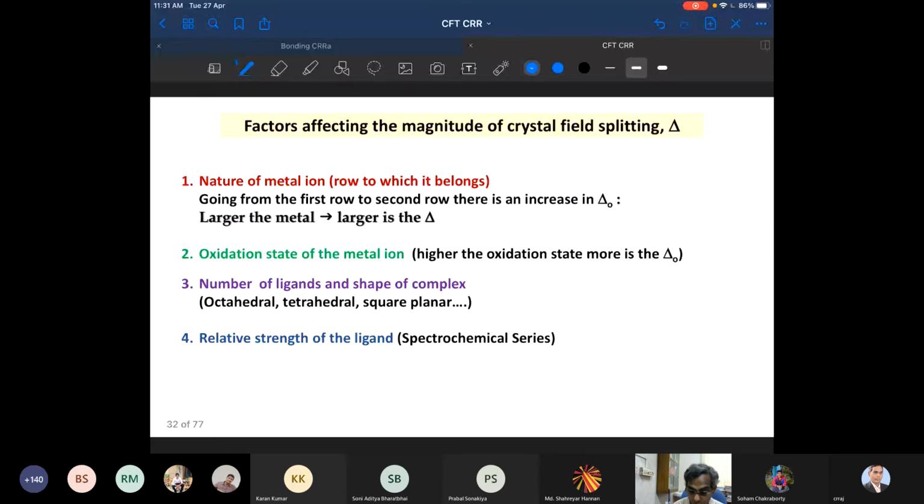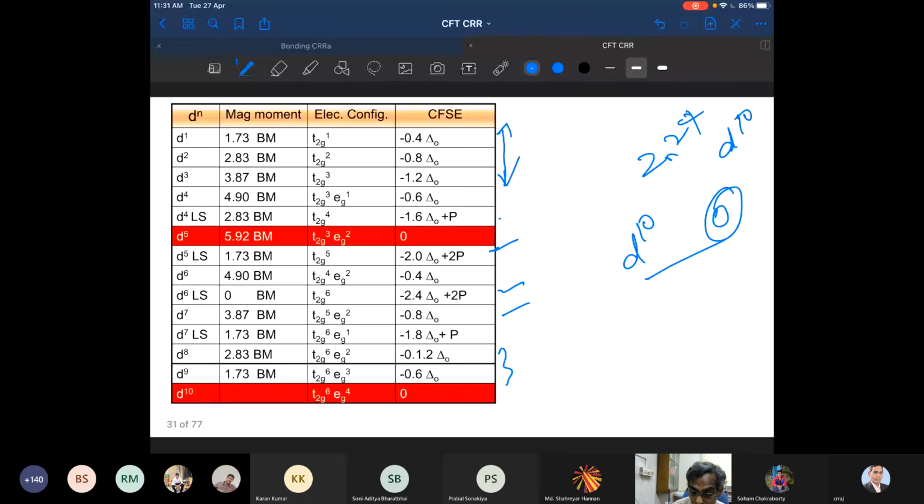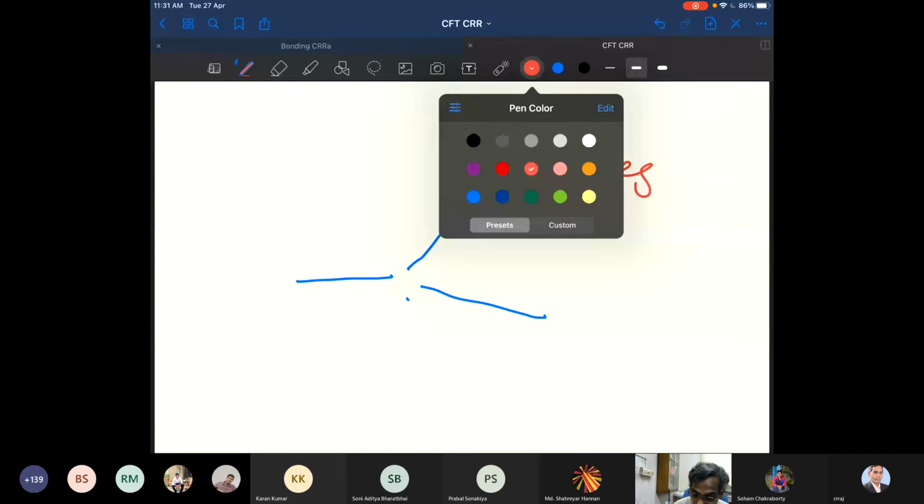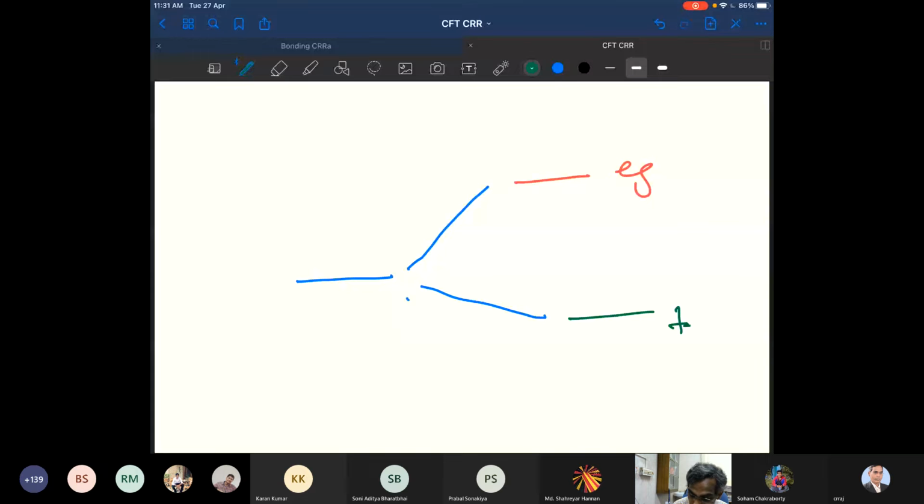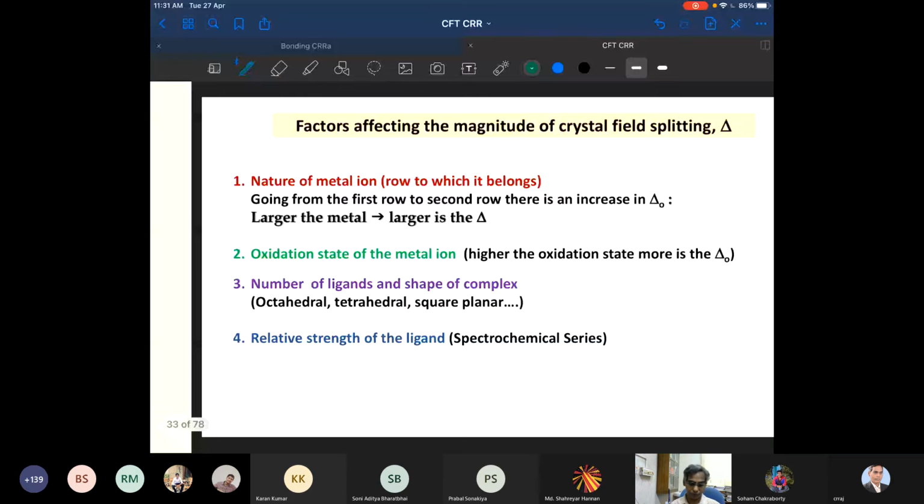So far what we have seen, let me explain once again a little bit. I have a d orbital here. This undergoes a split into 2: one is the eg, another one is the t2g. This energy gap we call del O. Now I'm going to teach you what affects this del O value. Who decides the crystal field stabilization? That's what I'm going to talk about.